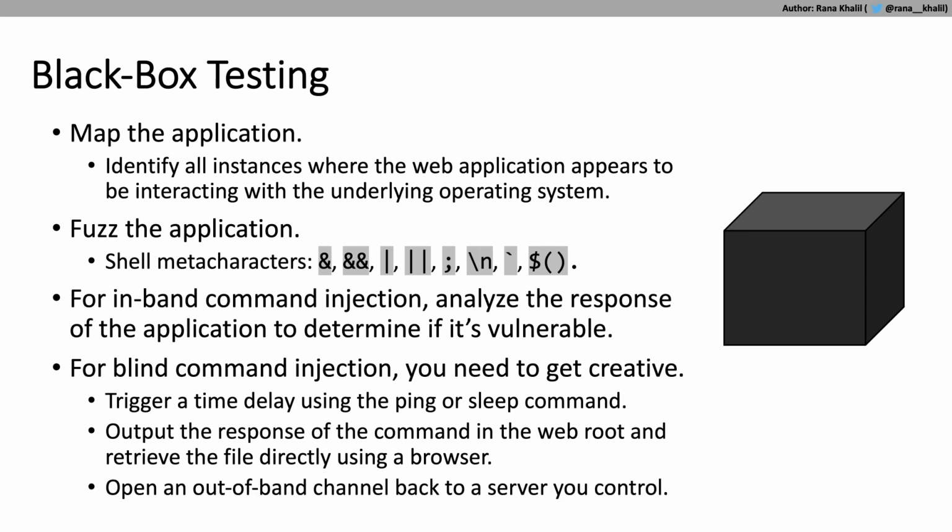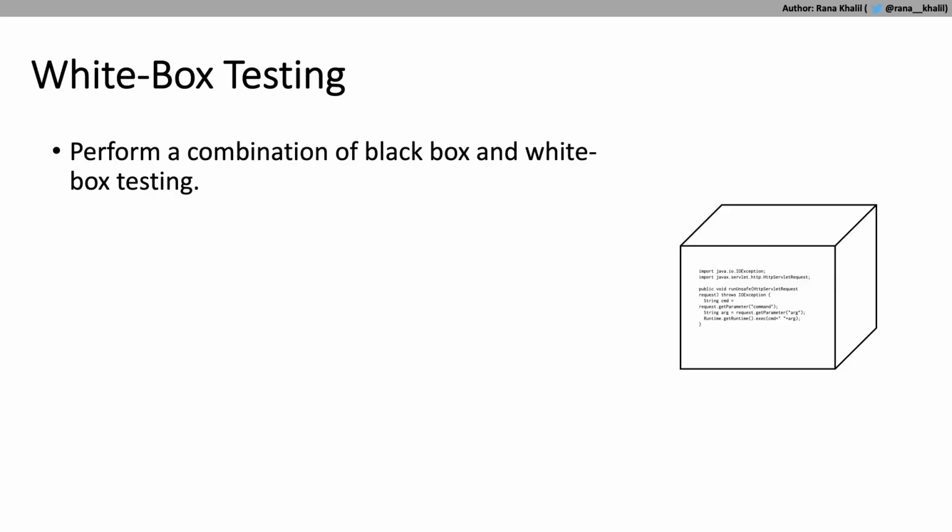Another way is to open an out-of-band channel back to a server that you control, and this is usually done using Burp Collaborator. We'll discuss it in the next section to see exactly how you can do that. Okay, so that's for a black box approach. Now let's talk about testing it from a white box testing approach.